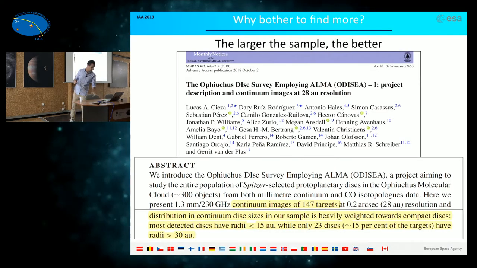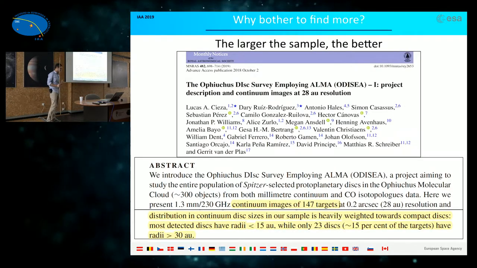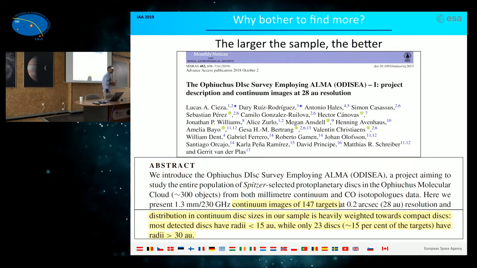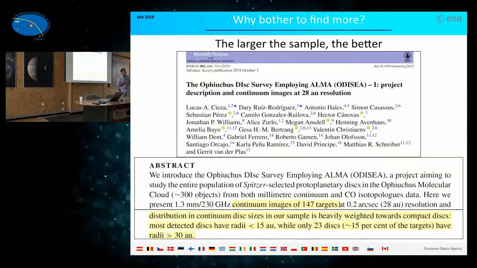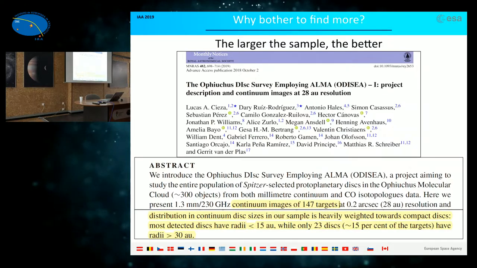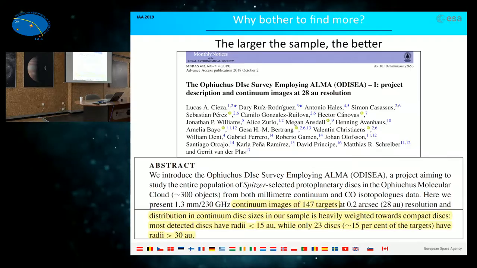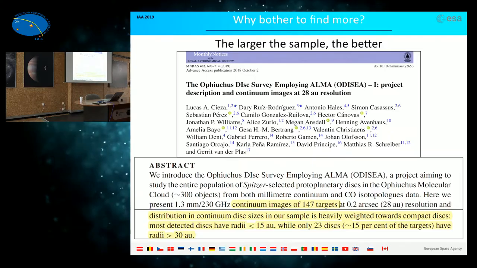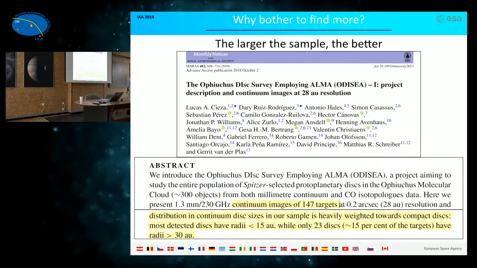Talking about large samples of disks, I should present this project. This is the Odyssea project, and I should present it because I'm quite involved in that. Odyssea is to date the largest ALMA survey devoted to studying protoplanetary disks. It's led by Lucas Chiesa, one of my collaborators, and we are observing 300 disks in the Ophiuchus star-forming region. 300 disks because they are all the disks detected in this cloud by Spitzer, and we see disks from class 2 to class 3 stages.